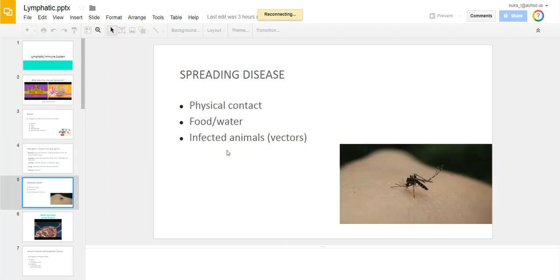Okay. Spreading disease. Most of you probably know this already. It's a quick review. The three main ways in spreading diseases are physical contact, and that could be someone touching you that's sick. It could be they sneezed on the desk and you touch that. Or it could be sexual contact as in STDs. Also food and water, sharing infected food or water. And infected animals. So if an animal gives you something, like in the picture here, that is a mosquito, they can inject the protists that give you malaria. Those are called vectors.